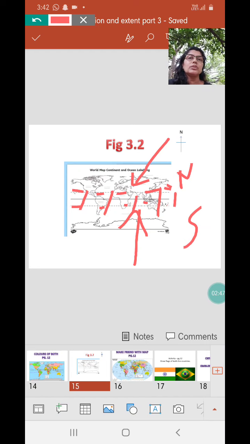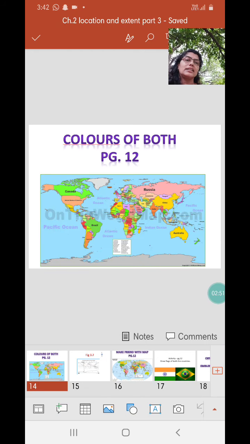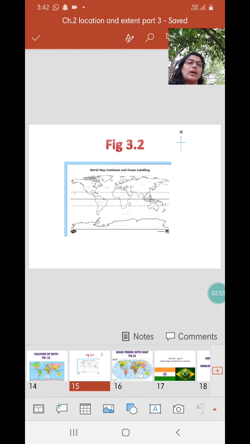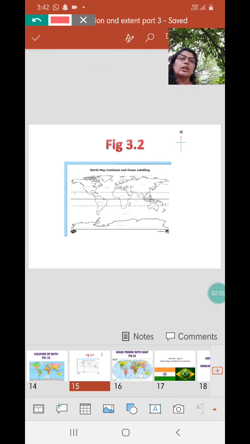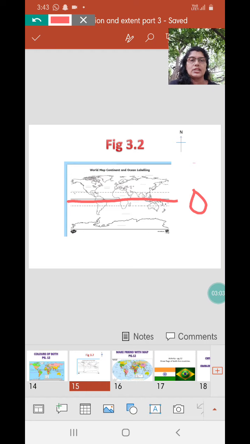So what you need to do is draw the equator exactly at the center and mark it as 0 degree. Is it north or south? It's neither north nor south. It's just 0 degree latitude.